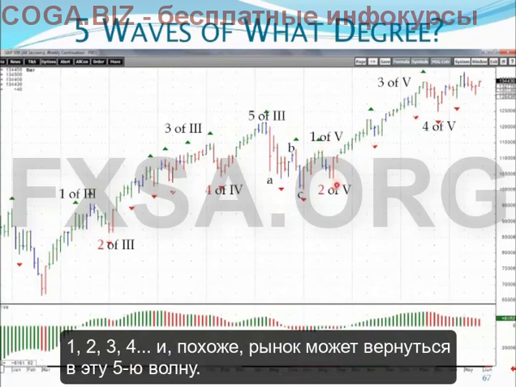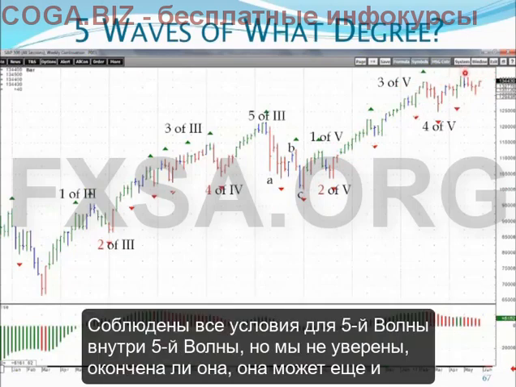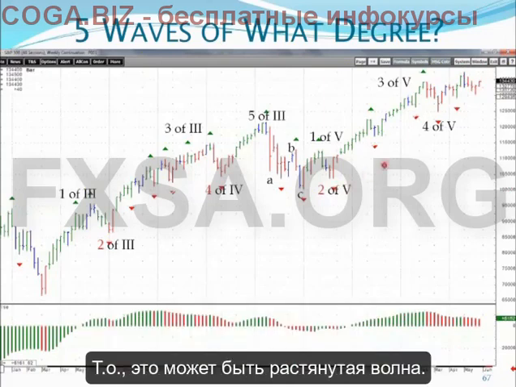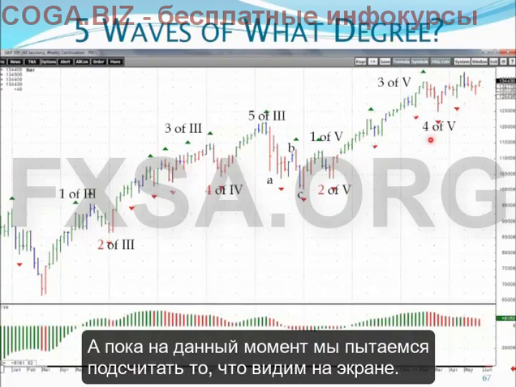1, 2, 3, 4, and it looks like it could be going back into this 5th. We've already met the requirement here for the 5th wave of the 5th wave, but we're not sure if it's over yet. It, of course, could continue on. So this could be an extended wave. As of right now, that's what we're trying to count on the screen.